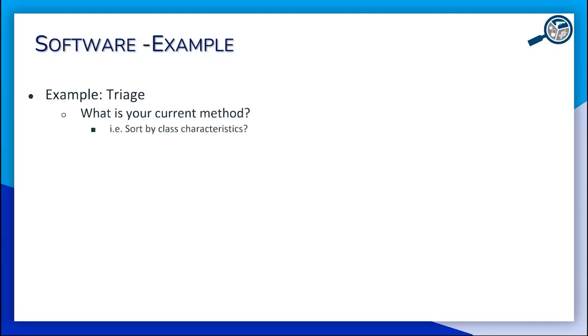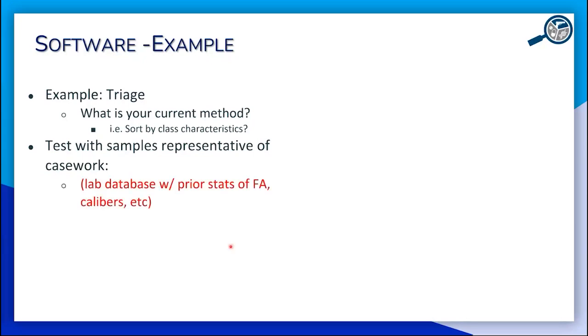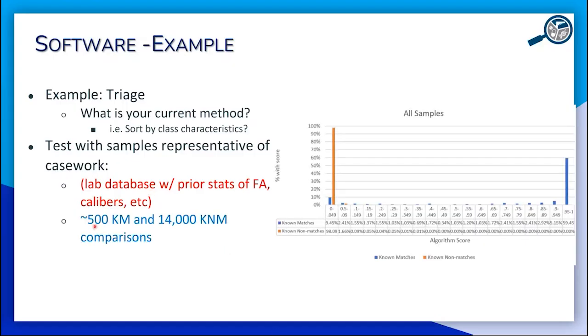So here is one example of actual data from a triage study that I helped the laboratory with. The laboratory was using class characteristics. And so we made a database or a test set that was representative of casework. Where did we get that data from? We actually used a laboratory database, their own data. It was just NIBIN of prior casework stats. And that provided a guide of what makes, models, and calibers to use that's going to mimic what the laboratory typically sees in casework. So as a result, we ended up performing 500 known matches and over 14,000 known non-match comparisons.